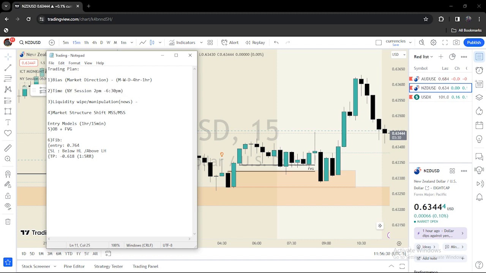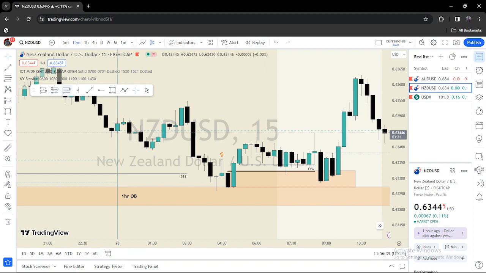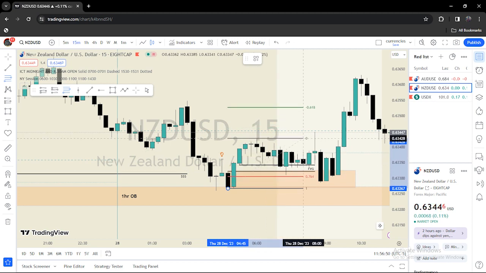For my entry models, remember, I'm checking if there is an order block and a fair value gap. If I see these, then I go on my Fibonacci. I select my Fibonacci there. I put it on a swing low, where my stop loss is going to be, then I put it on my swing high. You know, all those swing highs and swing lows. So that's when I would put it here.